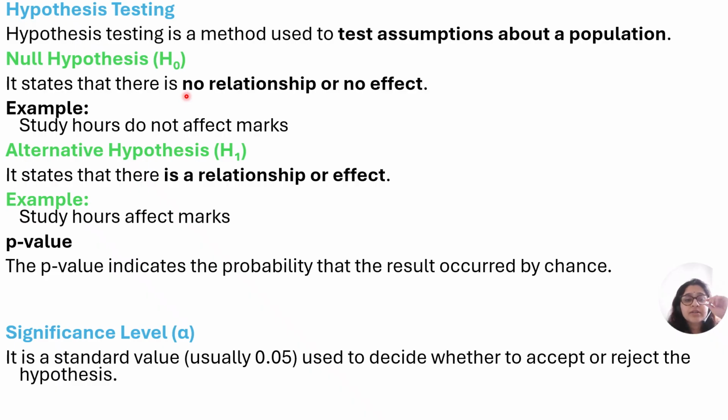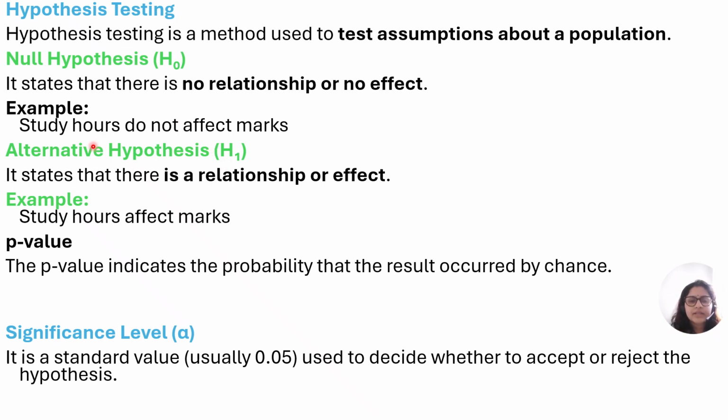Hypothesis is divided into null hypothesis and alternative hypothesis. Null hypothesis is represented as H0. Alternative hypothesis is represented as H1. So what is null hypothesis? It states that there is no relationship or no effect. Null hypothesis means there is no relationship between the two variables that we have taken.